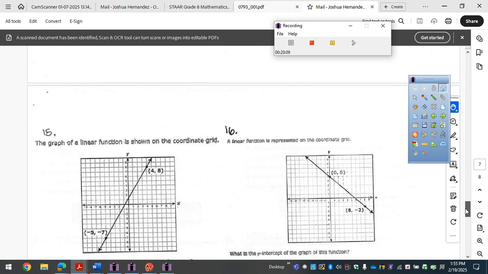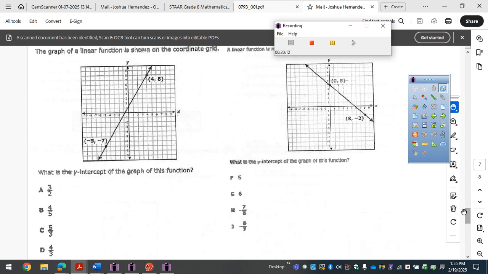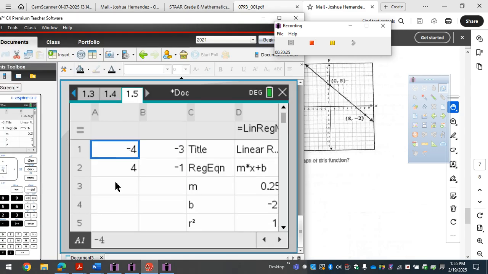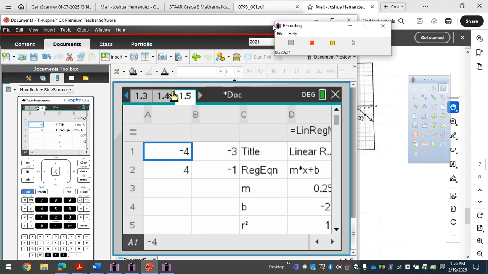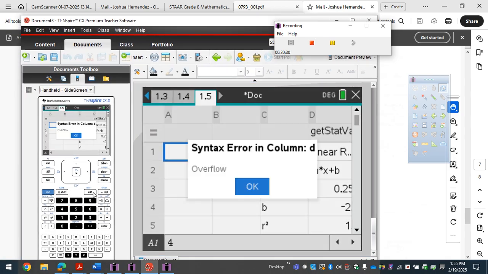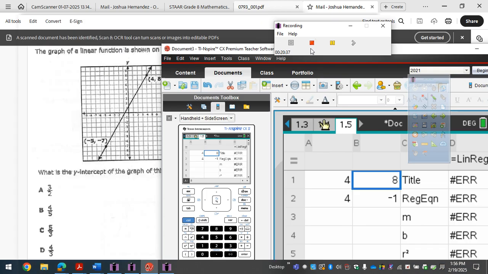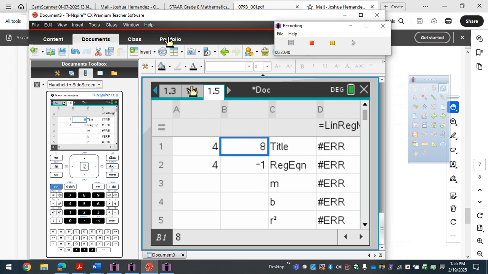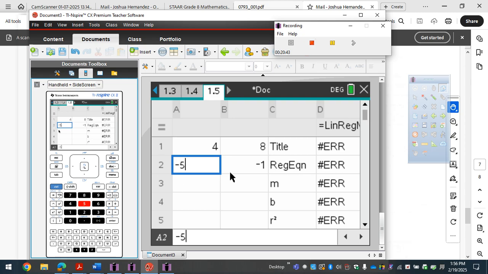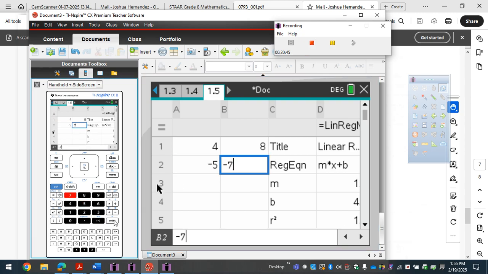Next question. Okay, this one's pretty easy again. I'm going to just go ahead and drag this over. I can do it right over it. 4, 8, negative 5, negative 7. Enter, and there are my answers.